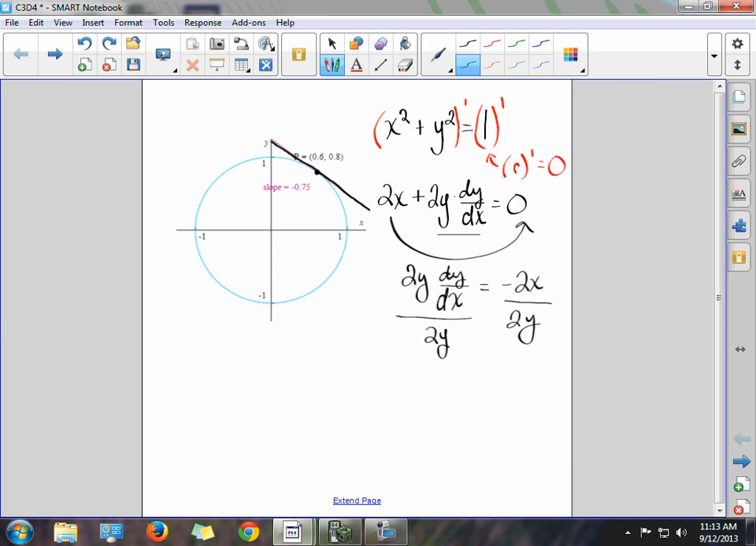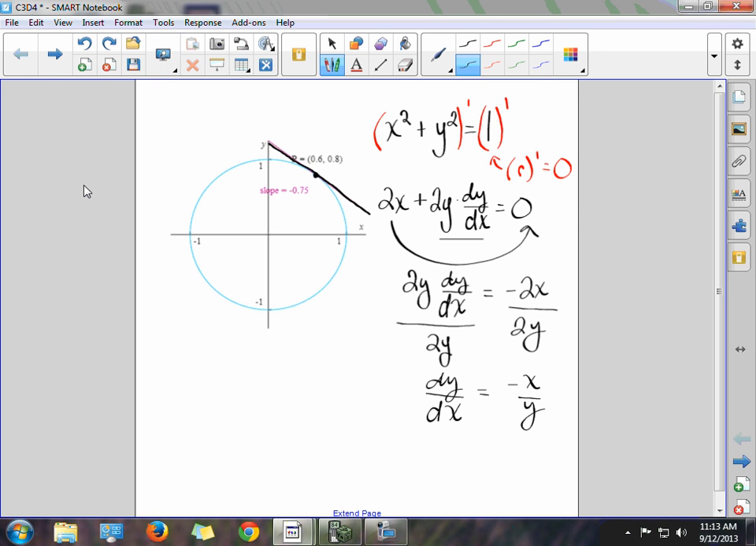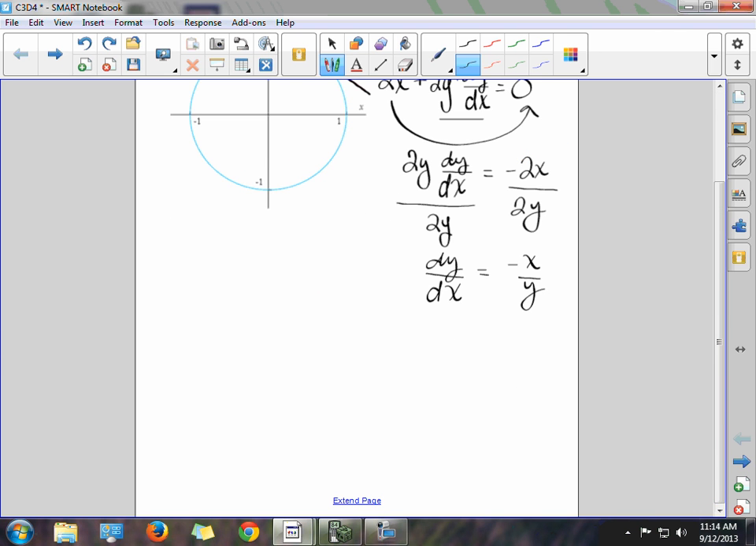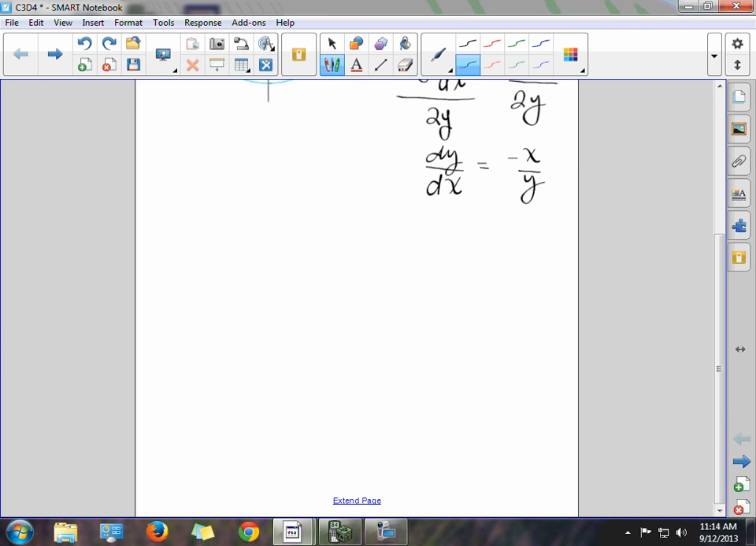And I end up with dy/dx is equal to negative x over y. So now I'm part of the way there. Now I want to find my slope and plug everything in. So if I want the slope when x is 0.6 and y is 0.8, then I am just going to plug those in.